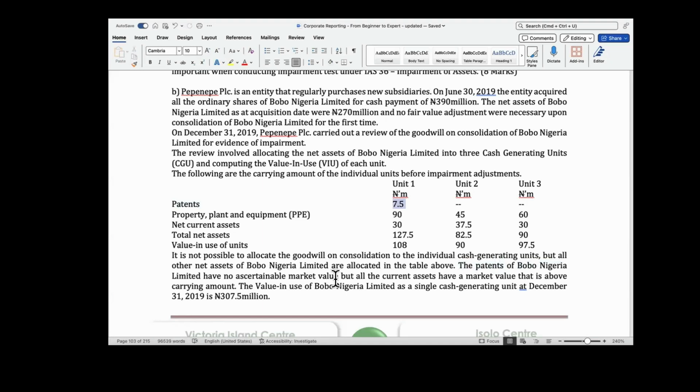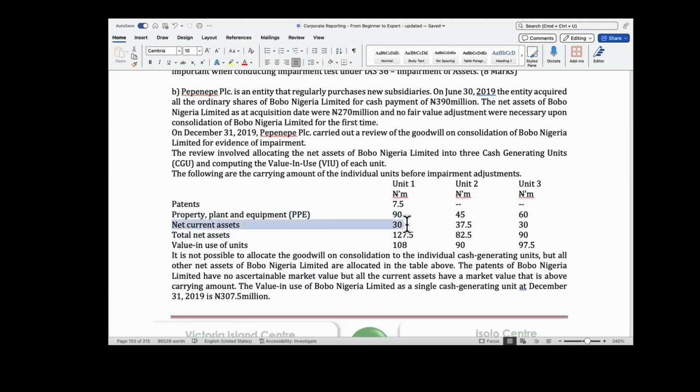Now, they now said, but all current assets, because they give us named current assets here, all current assets have a market value that is above their carrying amount. So that means when you're allocating impairment, don't bother allocating to the current assets because they are not impaired. Their market value is above the carrying amount. So don't bother yourself with those ones.